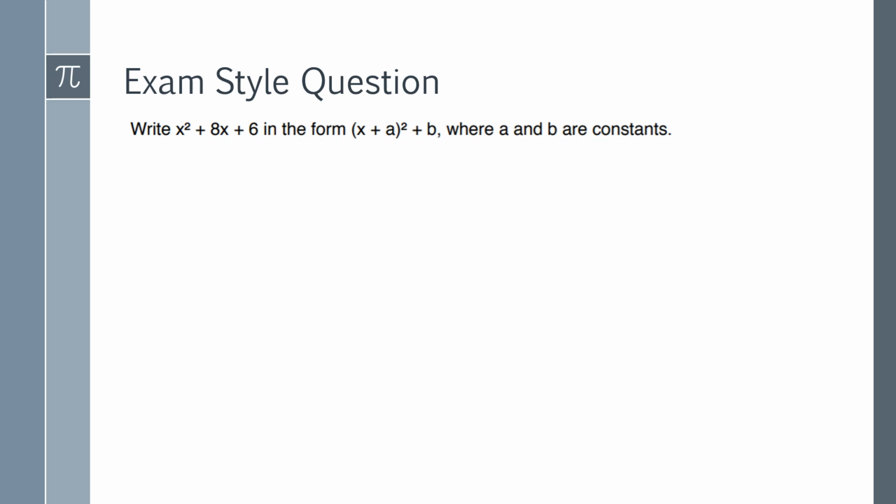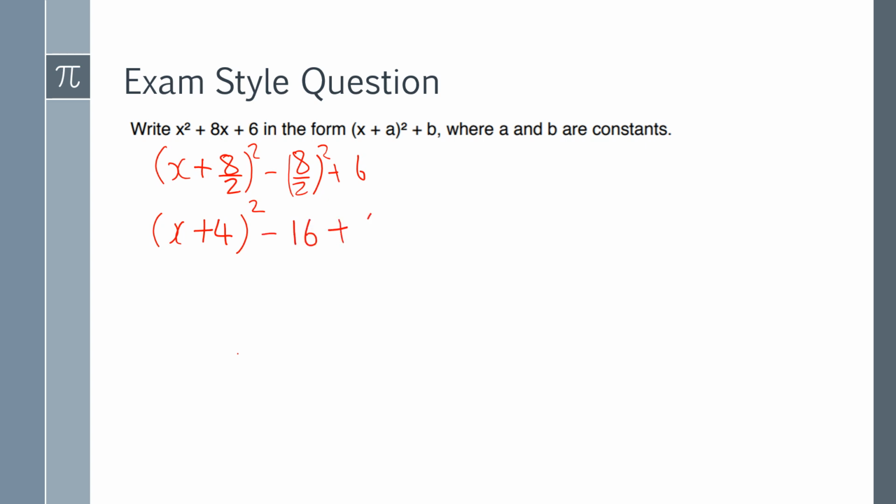Okay, so we have x squared plus 8x plus 6. So you do x plus 8 divided by 2, squared, minus 8 divided by 2, squared, plus 6. So x plus 4 squared minus 16 plus 6. Then minus 16 plus 6 is minus 10. And then we write it in this form. So a and b are constants, a is 4 and b is minus 10.